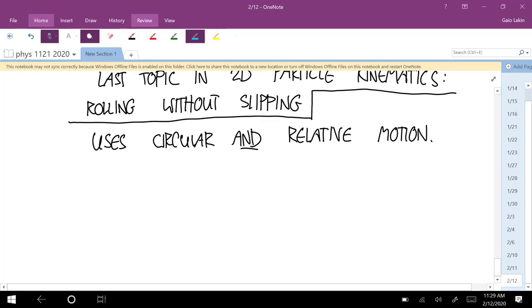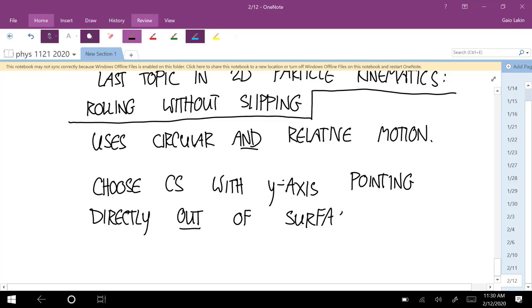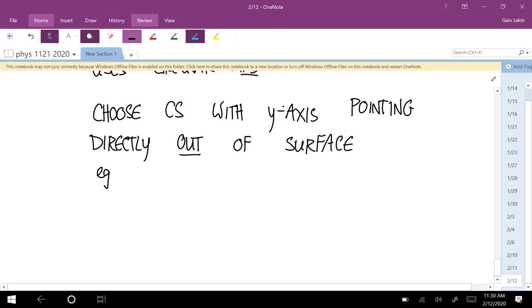Okay, so if you choose a coordinate system with the y-axis pointing directly out of the surface, for example, if the thing's rolling along a horizontal surface, the y-axis is like this. That means the x-axis is like this.